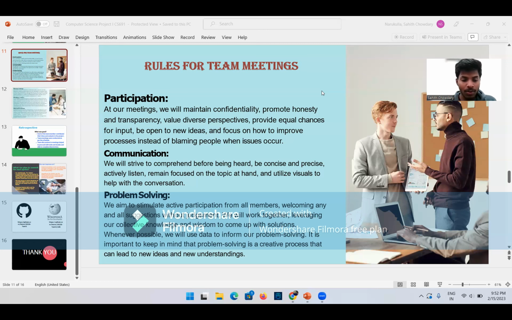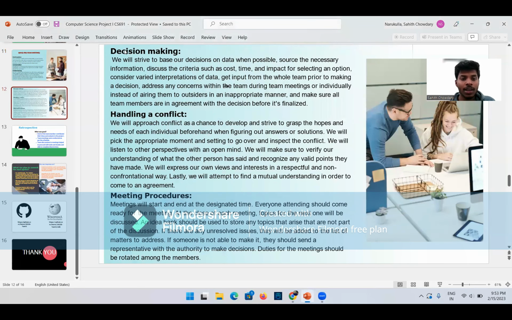The next rule is problem solving. We aim to stimulate active participation from all members, welcoming any and all suggestions without any judgment. We'll work together, leveraging our collective knowledge and wisdom to come up with solutions. When possible, we'll use data to inform our problem solving. It is important to keep in mind that problem solving is a creative process that can lead to new ideas and understandings.